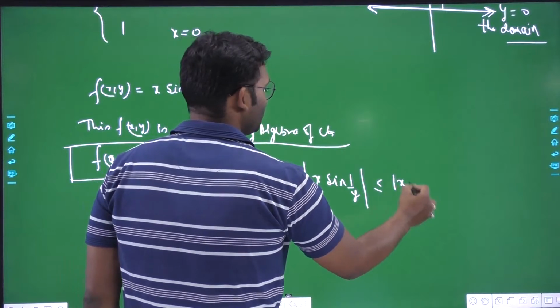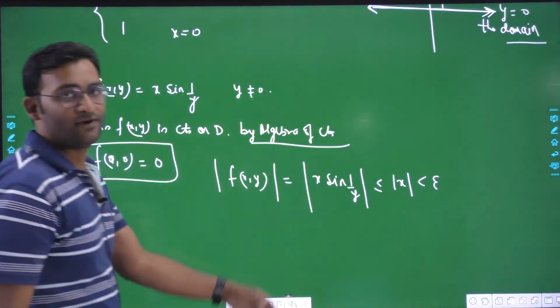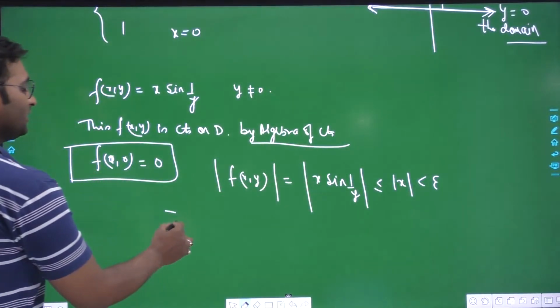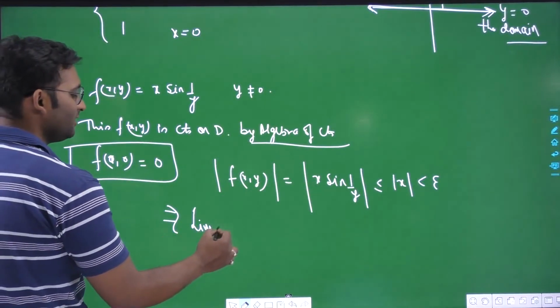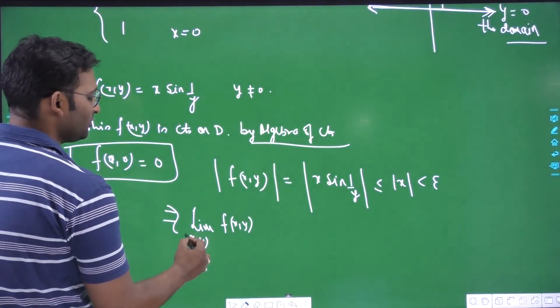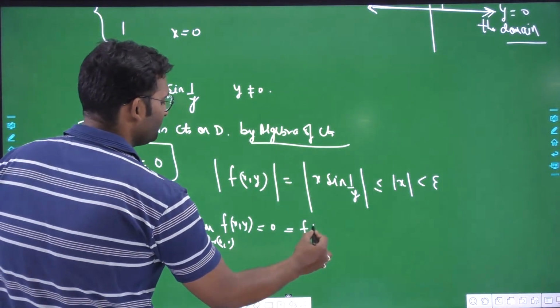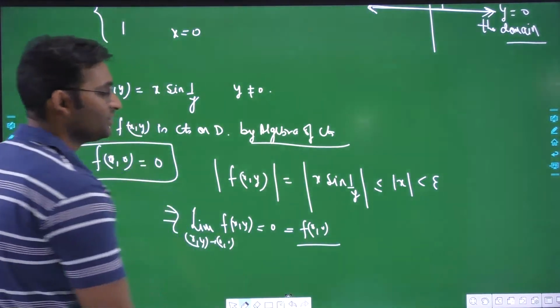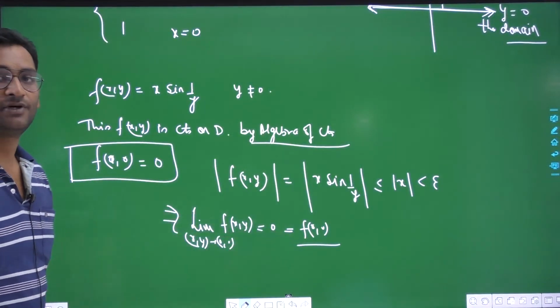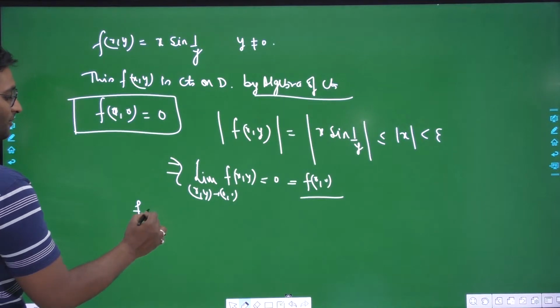So this will be less than or equal to modulus of x, and modulus of x can be made less than epsilon whenever x and y are approaching 0. So it clearly implies that the limit of f(x,y) as (x,y) tends to (0,0) is simply 0, and it is equal to f(0,0). So your given function can be continuously extended to the origin by putting f(0,0) equal to 0.